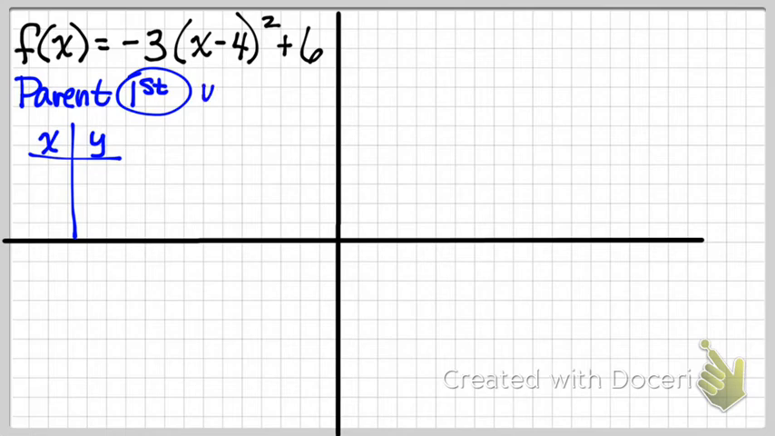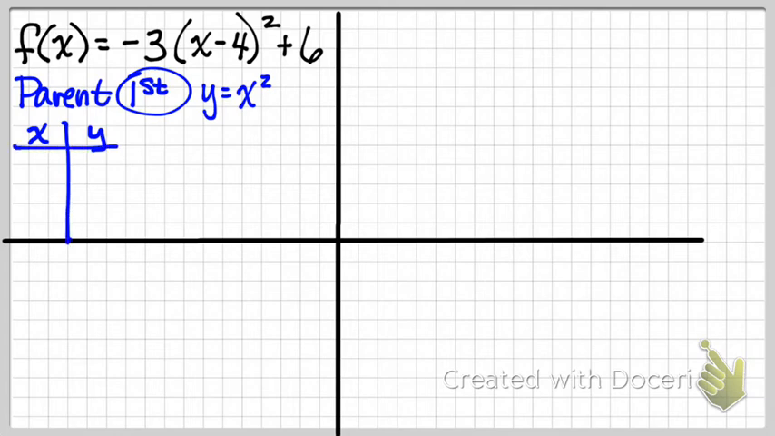The parent is y equals x squared. We get to pick the x's that we want because that's our input. I have 5 favorite x's that I almost always use. Does anybody remember what those are? Yep. And we're going to take each one of those and we're going to square them. What type of a number do I get anytime I square something? A positive.